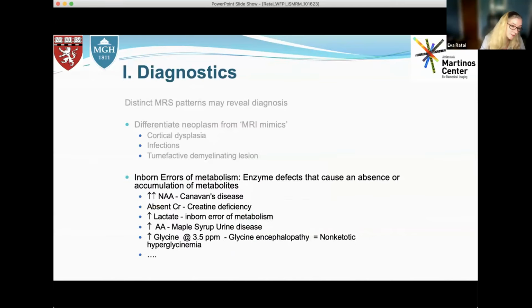We use spectroscopy a lot for inborn errors of metabolism, as enzyme defects can cause the absence or accumulation of metabolites. When you see a lot of NAA, you think Canavan's disease. If you don't see any creatine peak, you think, oh, this could be creatine deficiency. Whenever you see any elevated lactate, you should at least think maybe there's some inborn error of metabolism. And then there are diseases like maple syrup urine disease, where children are not able to metabolize amino acids. So when you see a lot of amino acids, you should think that. And if you see glycine, it could also be glycine encephalopathy.